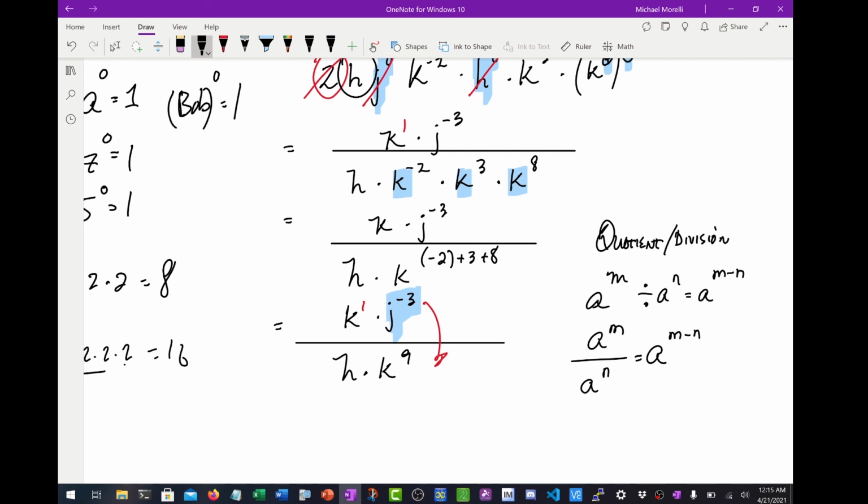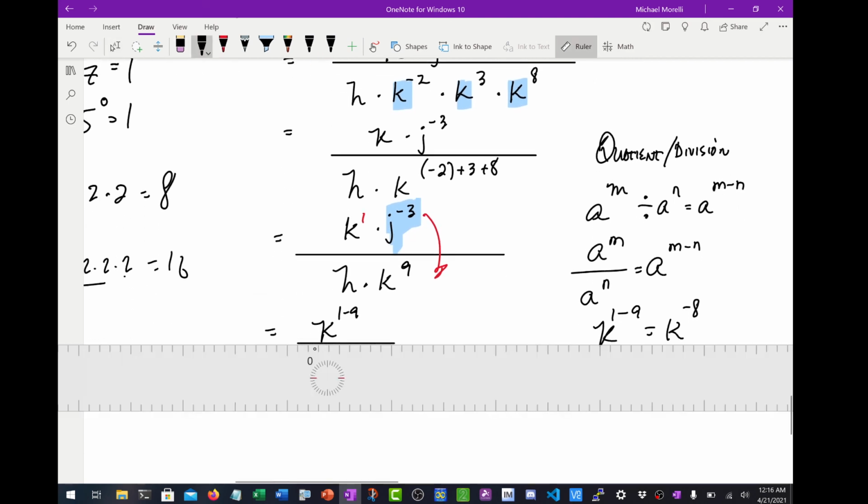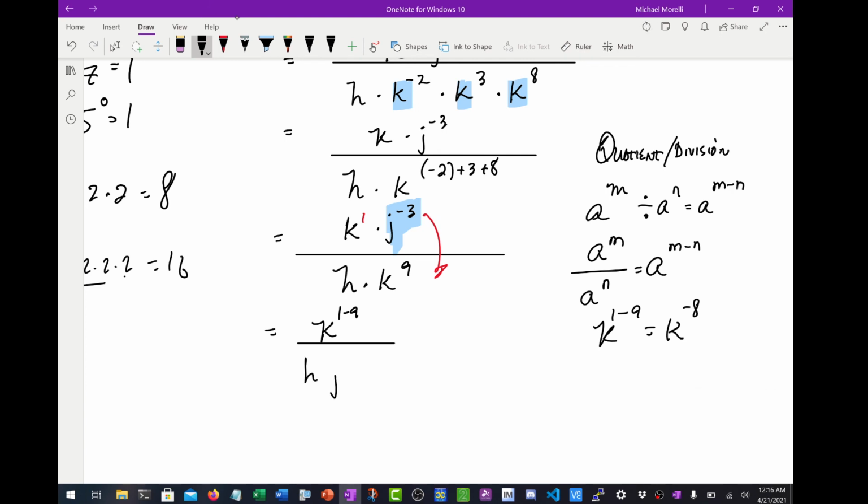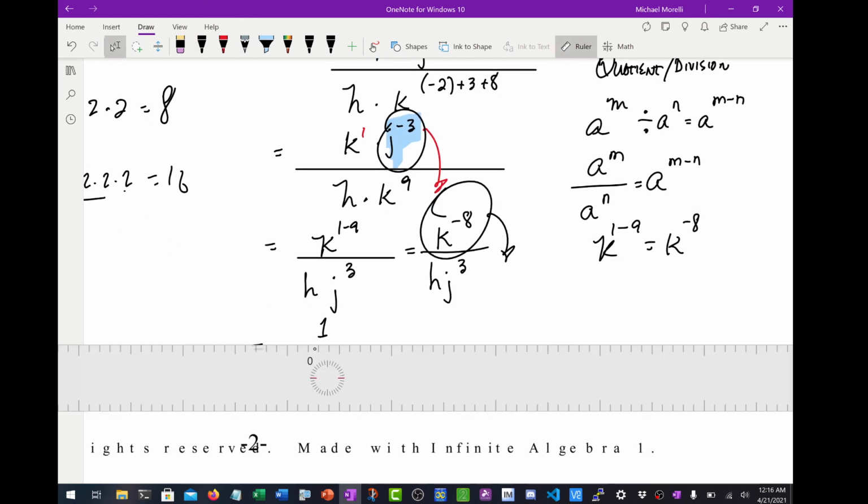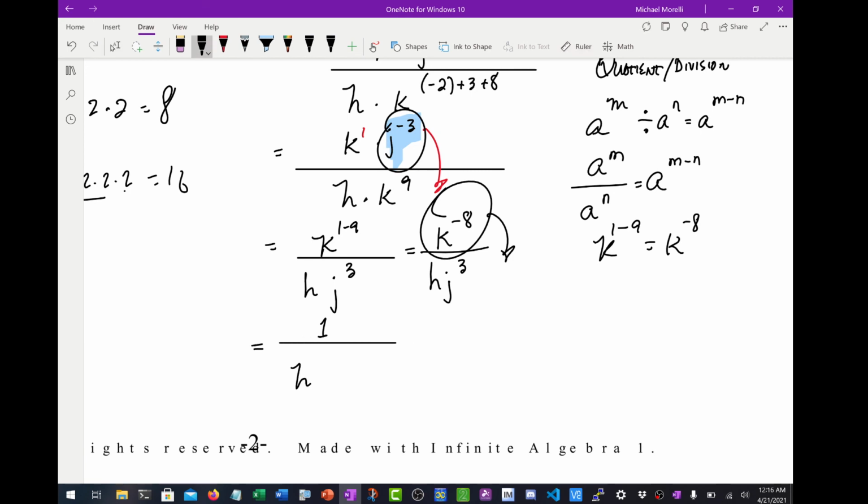All right, so here I've got, in this example, k to the 1st divided by k to the 9th. So it's going to be k to the 1 minus 9. That's going to give me k to the negative 8. So let me just show that happening here, okay? So this is k to the 1 minus 9 all over h j to the 3rd. This guy came downstairs. Now remember, k to the 1 minus 9 is k to the negative 8th power over h j to the 3rd power. But remember, I can't have negative exponents, so I'm going to move that downstairs. So finally I'll end up with 1 on top over h j to the 3rd, k to the 8th.